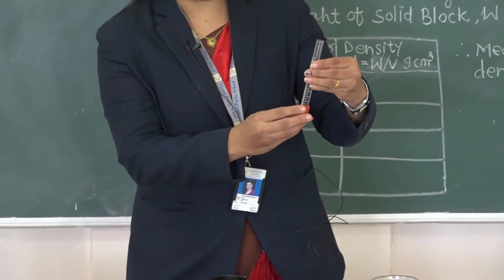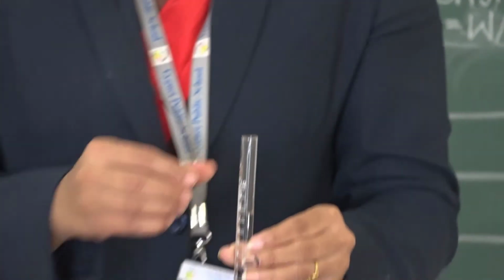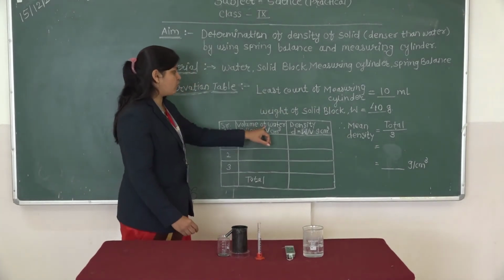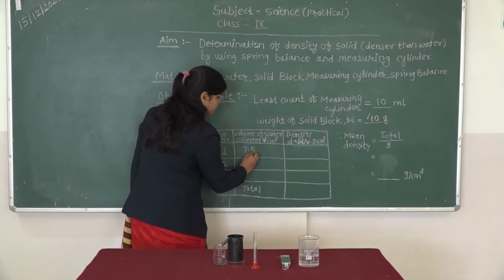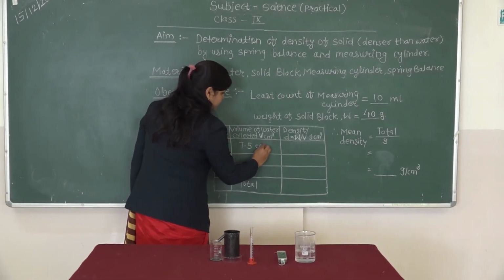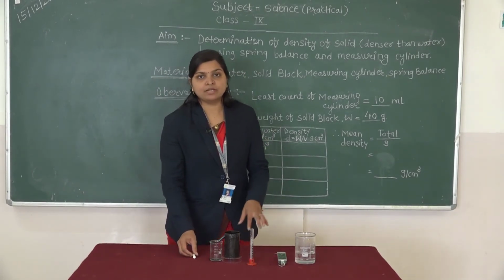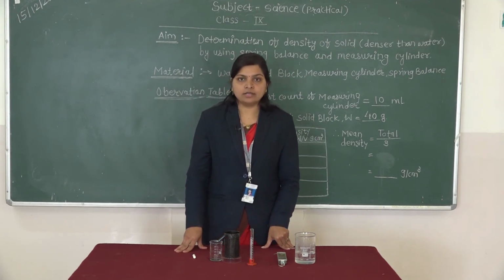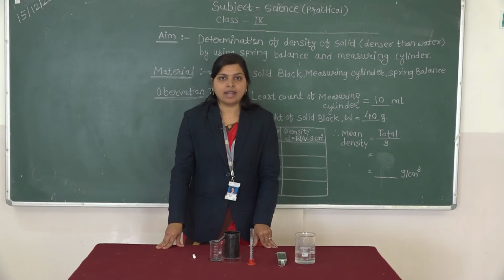So this collected water is 7.5 ml. Write the volume of water that is collected as 7.5 centimeter cube. In this way repeat the procedure 2 to 3 times, take the readings of volume of collected water and find out the mass to volume ratio.